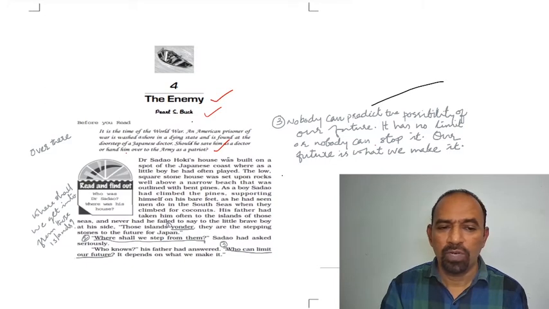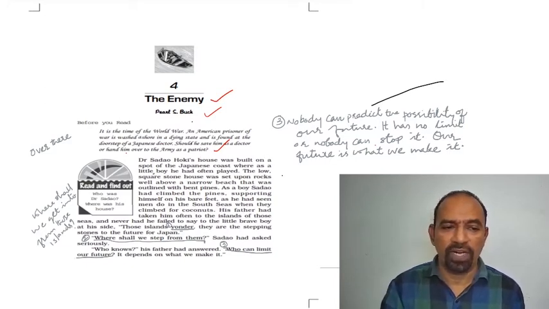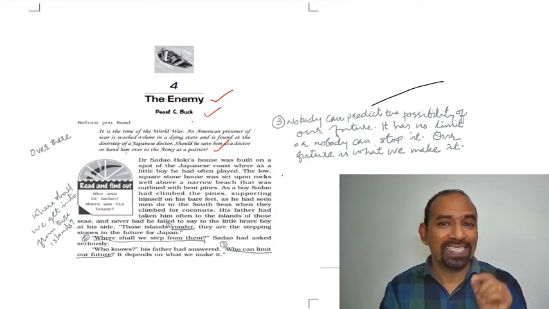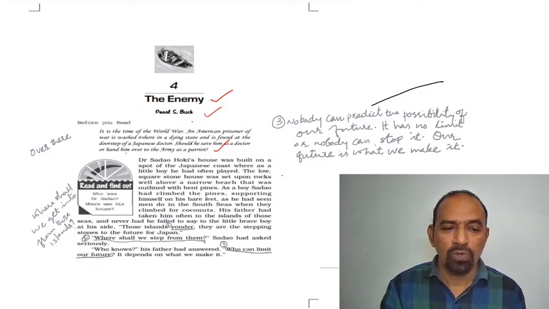Dr. Sadao Hoki's house was built on a spot of the Japanese coast where as a little boy he had often played. So he was still living in the same house where he was brought up as a little boy. The low square stone house was set upon rocks well above a narrow beach.